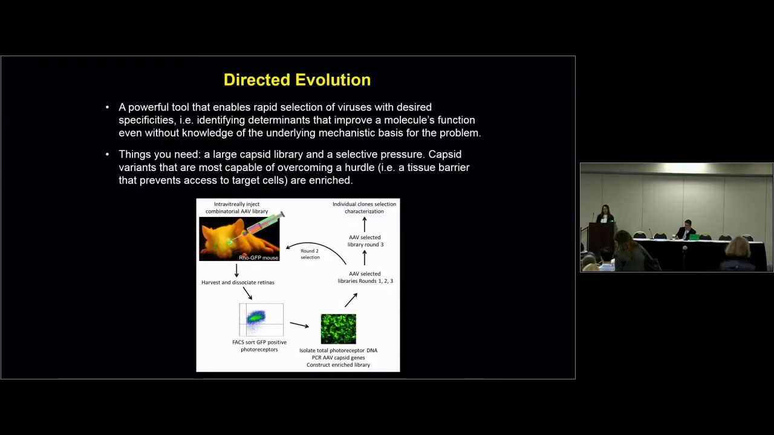The other method that's been heavily employed, and you've seen many examples of it over the week, is directed evolution. And put very simply, what this means is that you take a whole bunch of stuff, you throw it against a wall, and you see what sticks. That's a very simplified definition. But it doesn't require any mechanistic understanding of the barriers that are associated with getting to the photoreceptors from the vitreous. You're simply asking nature to tell you what is the best sequence, what sequence confers that capsid with the best ability to get to those photoreceptors.